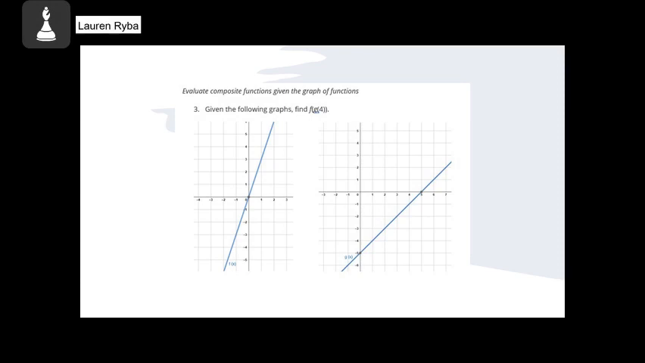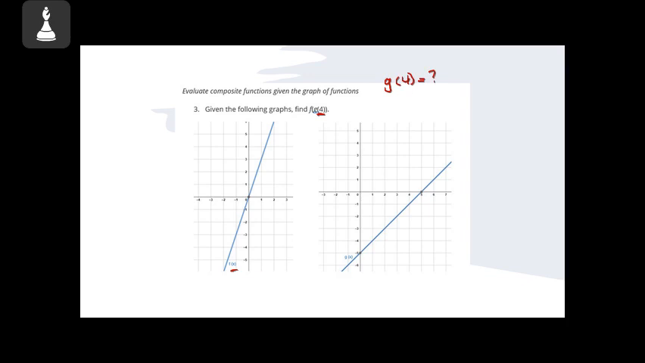Next one, we're going to use graphs. We want to find f of g of 4. Given this first graph is f, it may be a little hard to see, but this is the f graph, and this graph over here is the g graph. So again, we always start with the inner piece. g of 4 equals what?